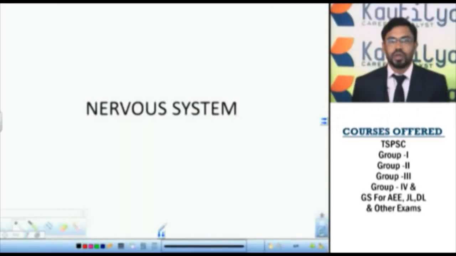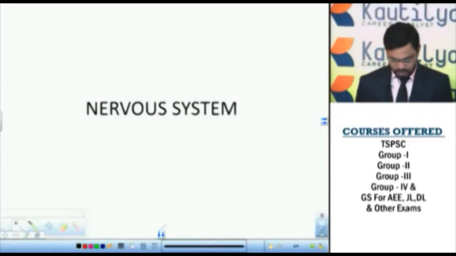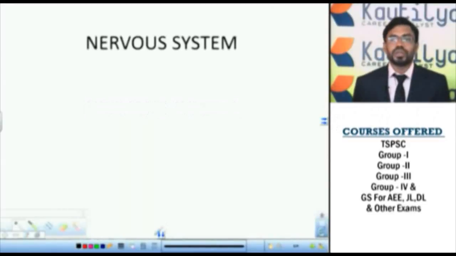Let us discuss the nervous system. The living body possesses a remarkable communication system to coordinate its biological functions. This is achieved by two distinctly organized functional systems: the nervous system and the endocrine system. These two systems together are called the integrative system.